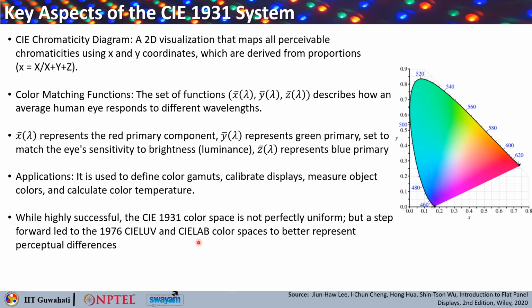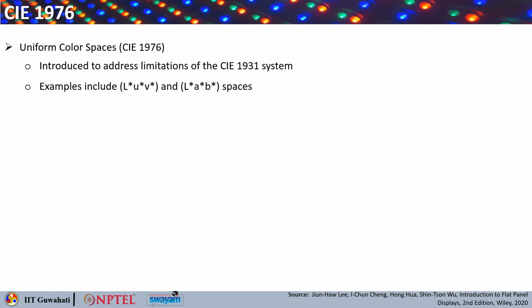While being highly successful, this 1931 CIE color space, as you can see, is not perfectly uniform, but it is a step forward that has led to the 1976 CIE LUV and CIE LAB color spaces, which can better represent the perceptual differences. So, let us first look into this new system which was redone in 1976.